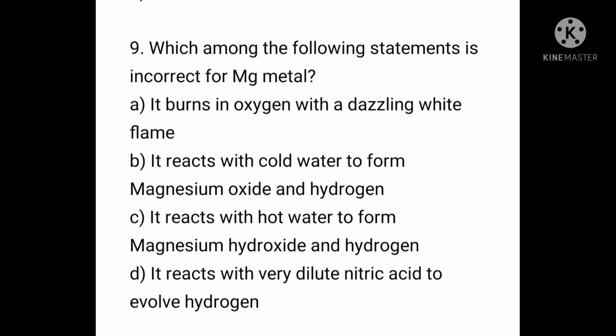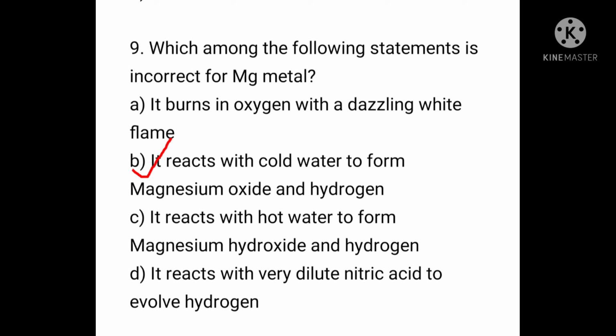Question number 9, which among the following statements is incorrect for magnesium metal? Option A, it burns in oxygen with a dazzling white flame. Option B, it reacts with the cold water to form magnesium oxide and hydrogen. Option C, it reacts with the hot water to form magnesium hydroxide and hydrogen. Option D, it reacts with very dilute nitric acid to evolve hydrogen. Here the correct option is option B.